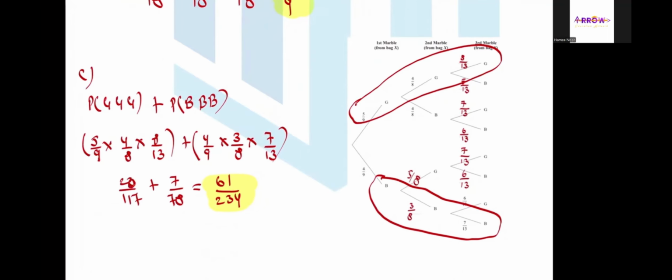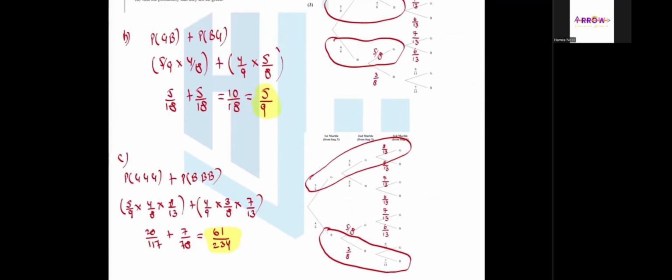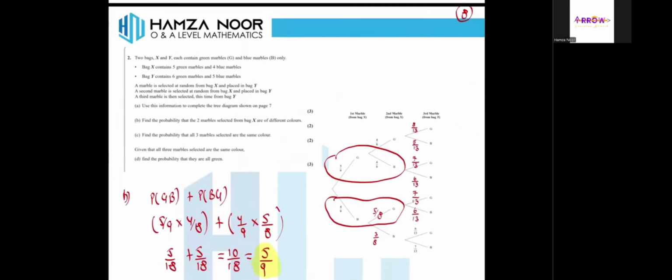I'll just erase it and write it clearly. 20 over 117 plus 7 over 78. This is supposed to be 61 over 234. So this was the requirement of part C. After this, we have part D.